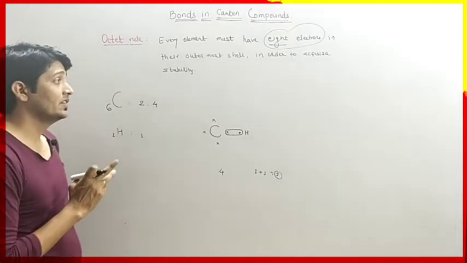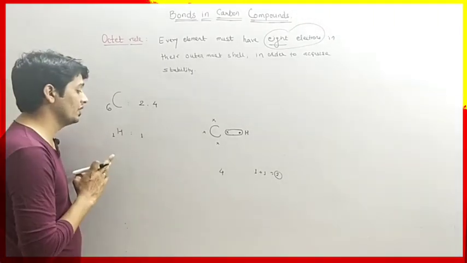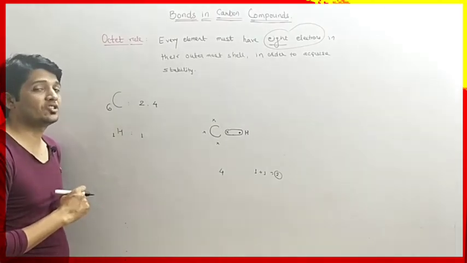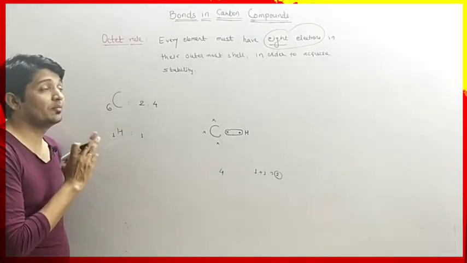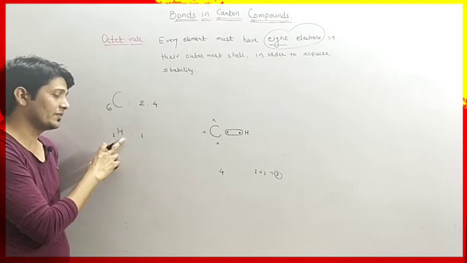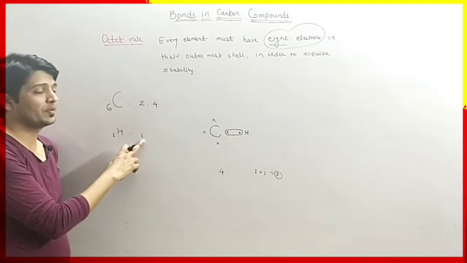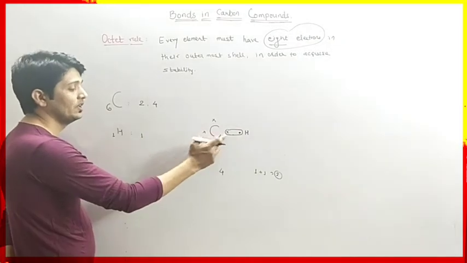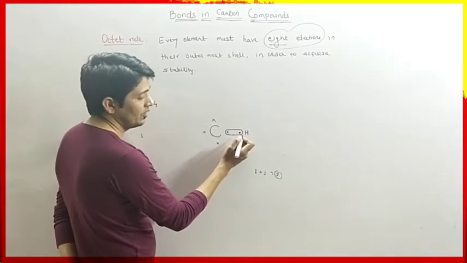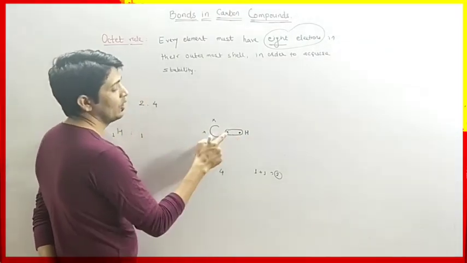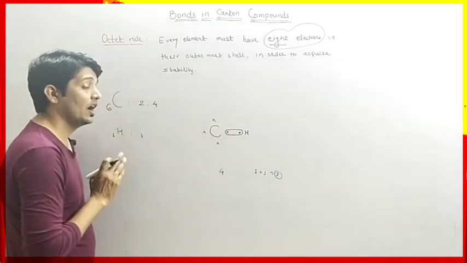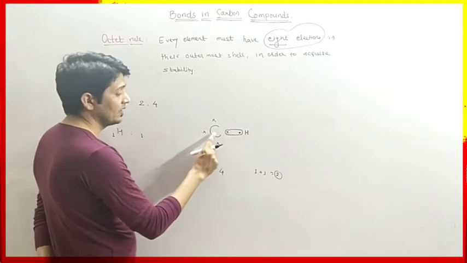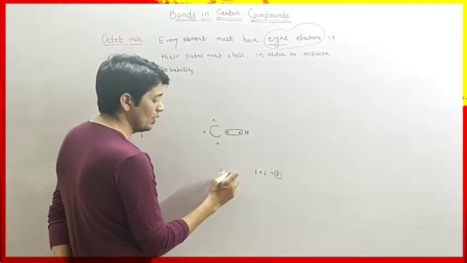The duplet rule means the atom must have 2 electrons in its first shell in order to acquire stability, and the first shell must be the outermost shell for the atom. So in the first shell only 2 electrons are present. Hydrogen already has 1 electron and it shares 1 electron with the carbon atom. So here hydrogen has 1 as well as 1 of the carbon, that is 2 electrons in its outermost shell. Hence hydrogen acquires stability.